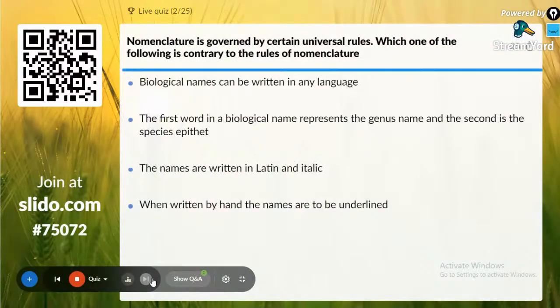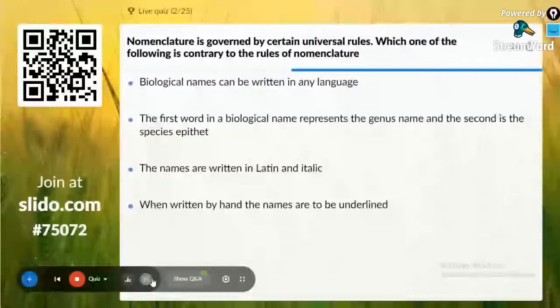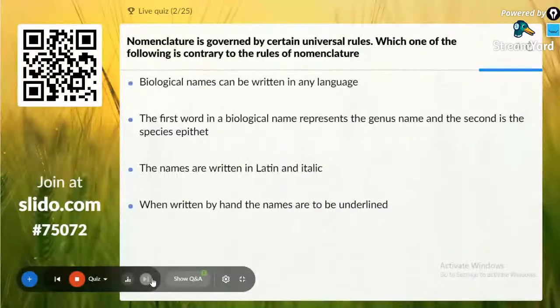Nomenclature is governed by certain universal rules. Which one of the following is contrary to the rules of nomenclature? Option A, biological names can be written in any language. B, the first word in a biological name represents a genus name and the second is the species epithet. C, the names are to be written in Latin and italic. D, when written by hand, the names are to be underlined.